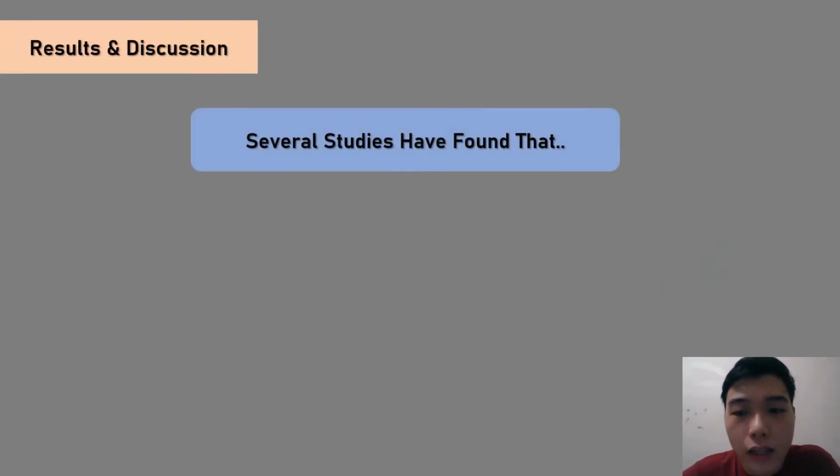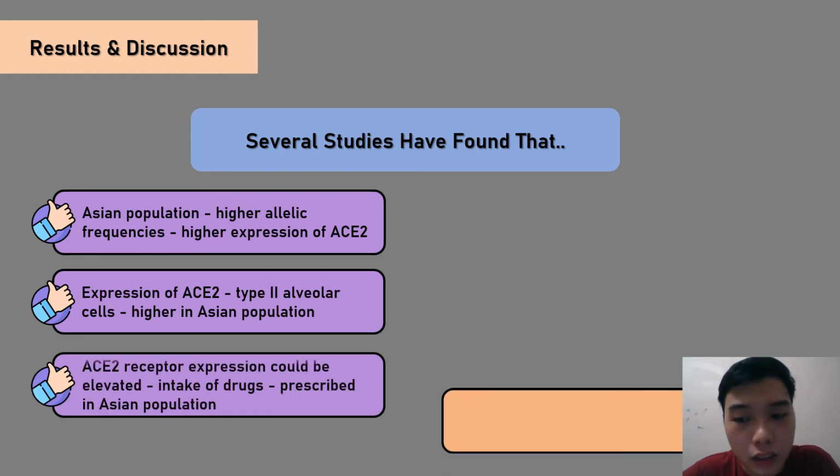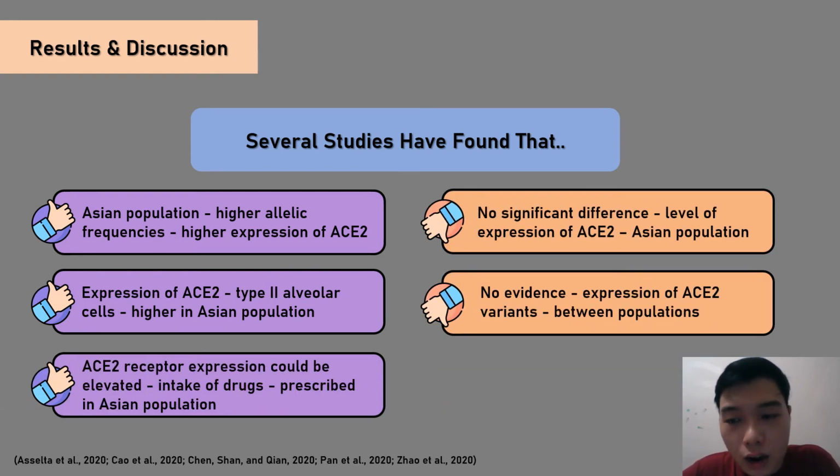Now we'll be taking a look at the studies that have been conducted by other researchers. According to Chow, Asian populations have higher allelic frequencies associated with higher expression of ACE2 in tissues. This could indicate that differences in allelic frequencies of ACE2 in different populations account for the diversity of expression pattern of ACE2. Moreover, it was also found that the expression of ACE2 in type 2 alveolar cells was higher in Asian compared to African American ethnicity.